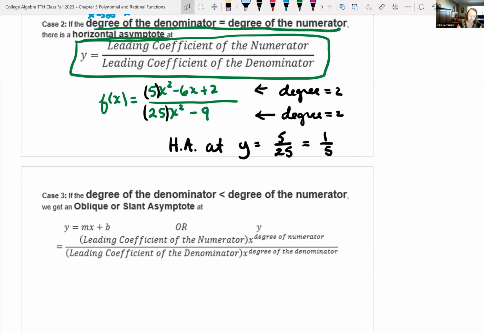And so we have two different cases. If the degree of the numerator was just one larger, your slant asymptote or oblique asymptote is going to be a linear equation, y equals mx plus b. If it was not, then what you're going to see is what's happening to your graph as x goes to infinity or negative infinity. It's going to tend towards the leading coefficient of the numerator all over the leading coefficient of the denominator. Here it should be y equals.